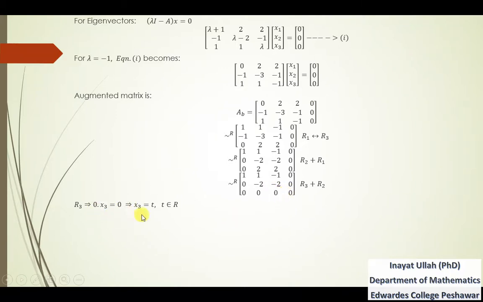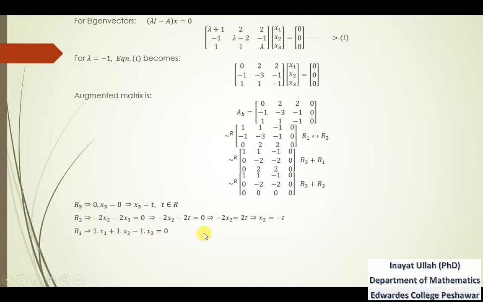It means that x3 is any real number. Row number 2 implies minus 2x2 minus 2x3 is equal to 0. Replacing x3 by t here, shifting this term towards the right hand side to get this equation, dividing by minus 2 to get x2 equals minus t. And row number 1 implies 1 into x1 plus 1 into x2 minus 1 into x3 is equal to 0, this equation.